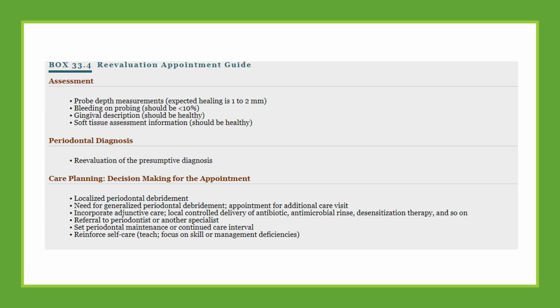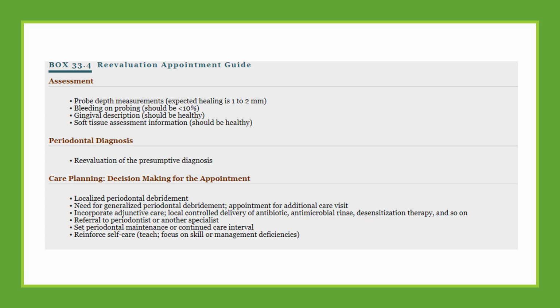We want a reevaluation of the diagnosis. Again, is it successfully treated? Periodontal diagnosis, right? We talked about that last week. And then we want to plan for where we're going to go next. Do we have to do some localized periodontal debridement again? Do we need to do generalized periodontal debridement?